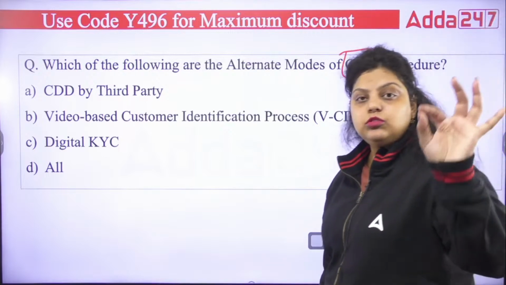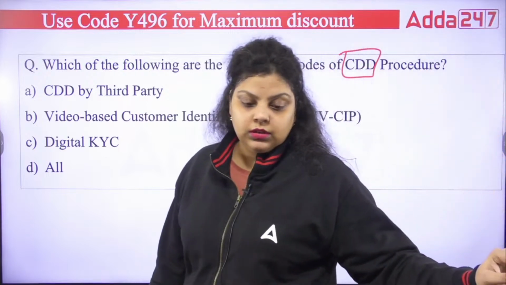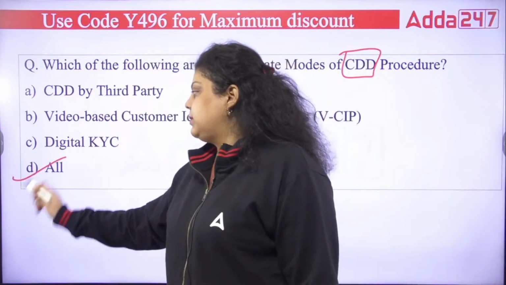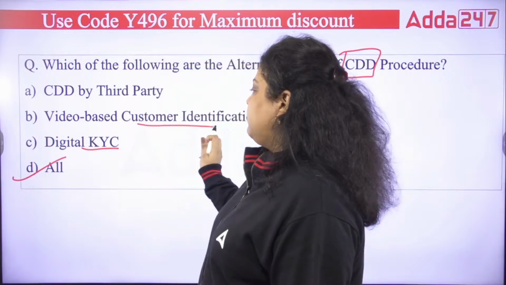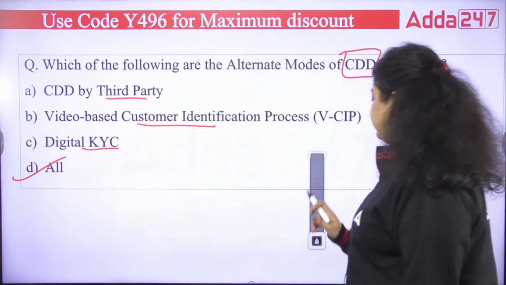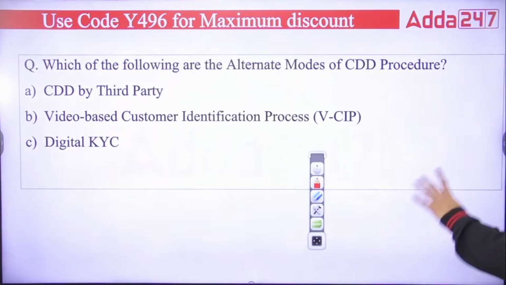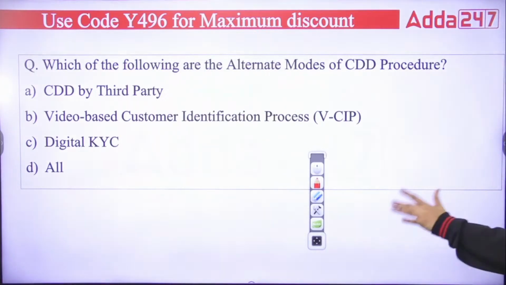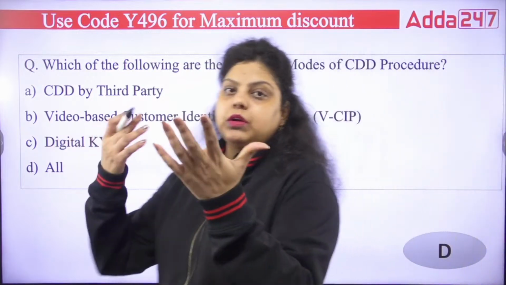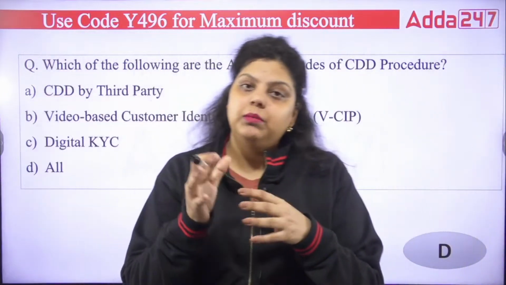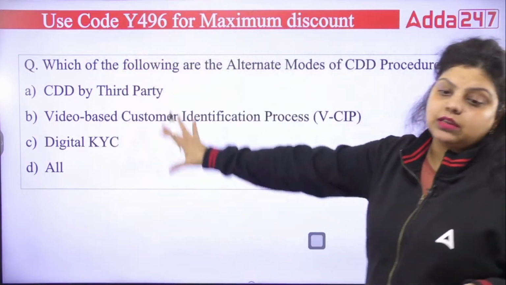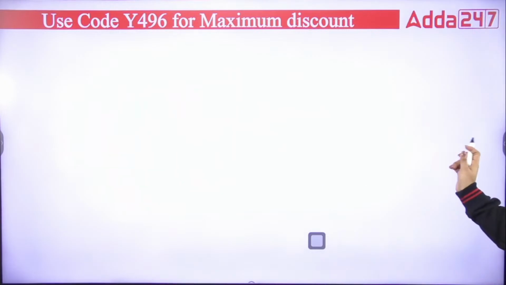And I have just told you the answer to this question just 2 minutes ago, I think. And that answer is D. The digital KYC, the VCIP, and the third party. So these are the three ways by which this customer due diligence can be done. The bank can do it by itself, by meeting the customer face-to-face, and perform the customer due diligence. But apart from that, these are the three ways. Now next.